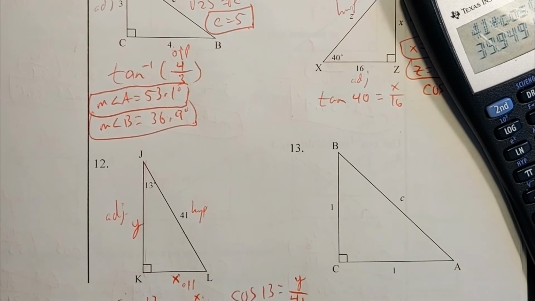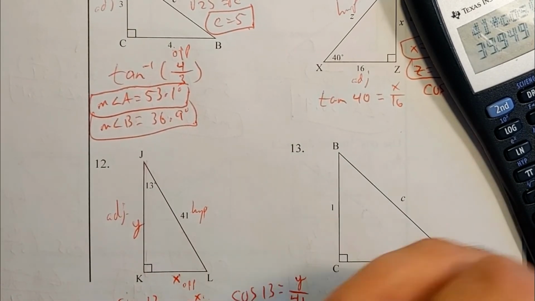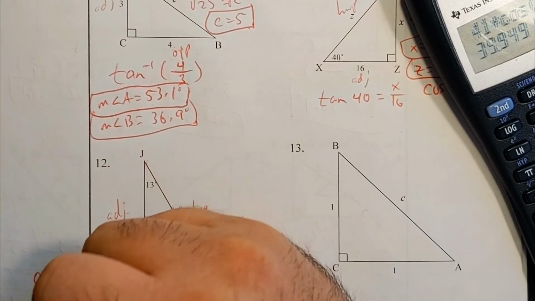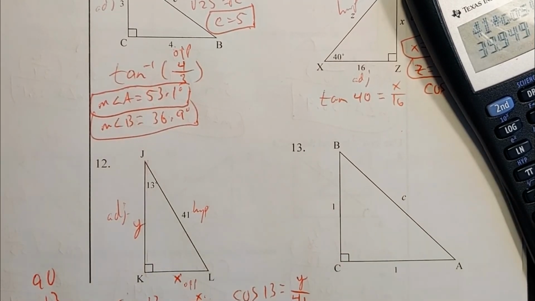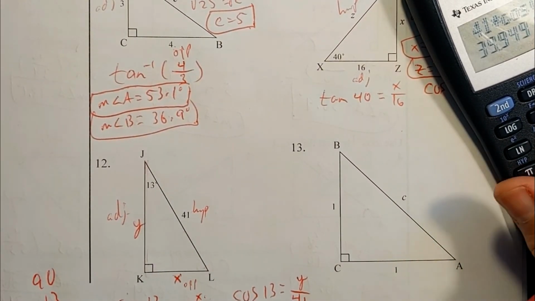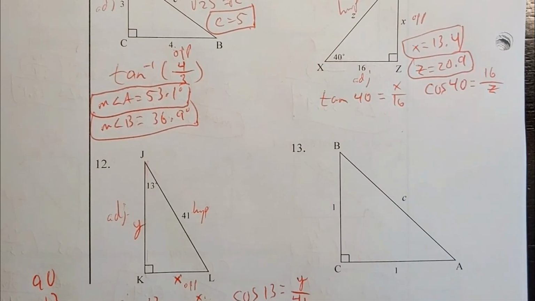And then the last piece of this thing is finding angle L over here. And that's just going to be 90 minus 13. And that's 77 degrees. So when it says solve right triangles, you're going to have three separate answers.